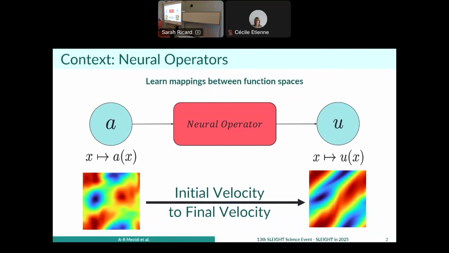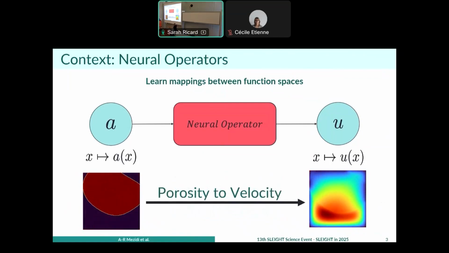For example, like in the Navier-Stokes equations, or they could take as an input the porosity of a material and output the velocity field of a fluid passing through this material, like in the Darcy equation. So neural operators are very interesting, specifically when we work on a physical phenomenon governed by PDEs.